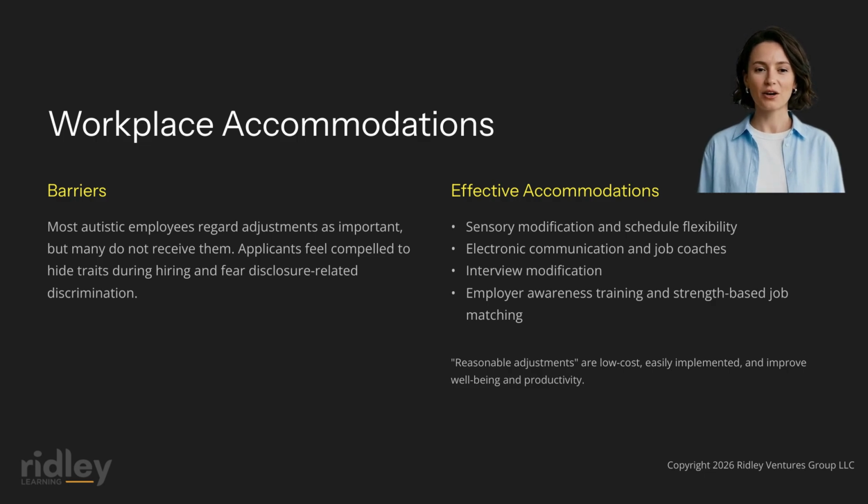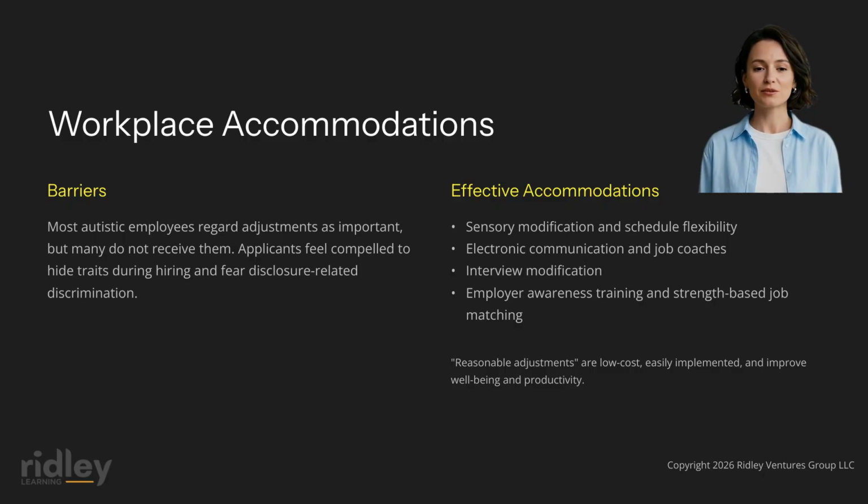Workplace accommodations are consistently rated as important by autistic employees, yet are unevenly provided. A 2022 UK survey by Davies and colleagues of 181 autistic adults found that most regarded workplace adjustments as important, but many weren't receiving them, and the burden of identifying accommodation needs typically fell on autistic employees themselves.